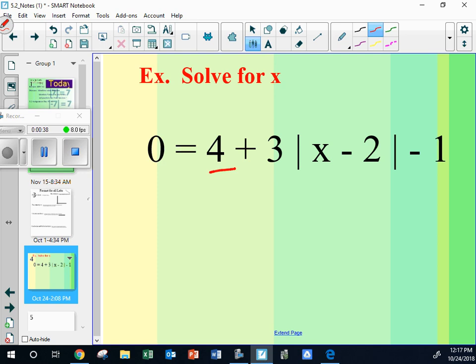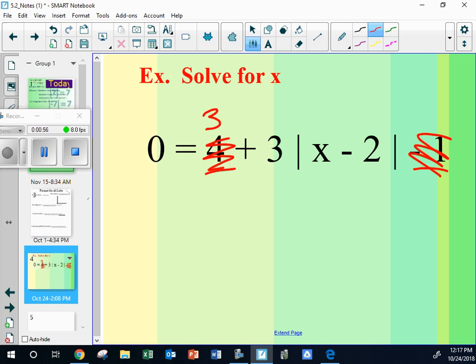How about this? That 4 and that -1, they can be combined together, can't they? And what do they make? 3. So that's 3. Positive 3. Those are gone. And then I can start the process of actually subtracting and solving this thing.